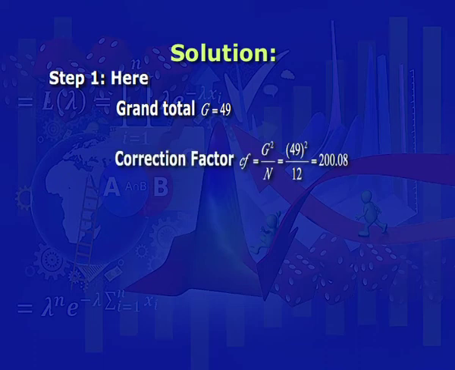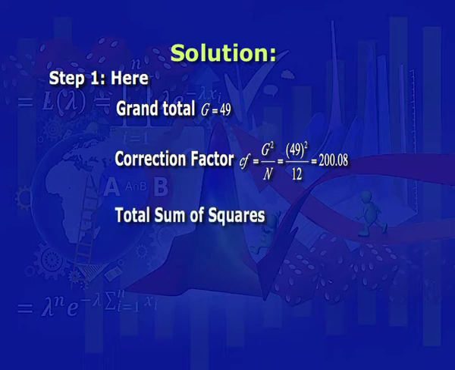Correction factor CF equals G square divided by capital N. Capital N is 12. Grand total is 49. Substituting in the formula of correction factor, we get the answer 200.08. Let us calculate now the total sum of squares.